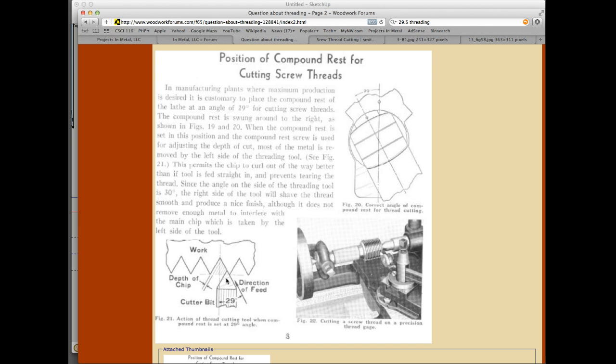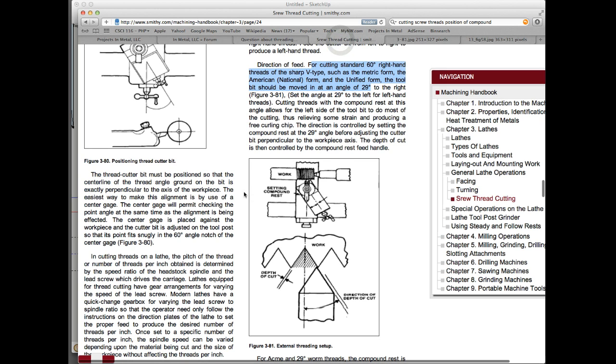And basically my question is, is it supposed to be 29 degrees or 31 degrees? Because I've seen over and over and over again this 29 degree example, and that's what I was taught. Here's another website, smithy.com, that shows a very similar setup, and it says for cutting a standard 60 degree right hand thread of the V type shape, use a 29 degree setting on your compound.